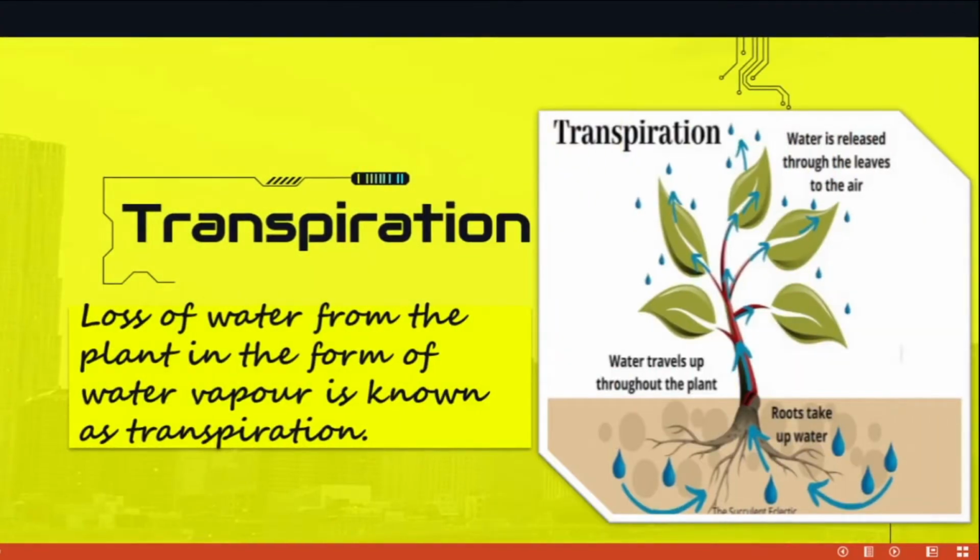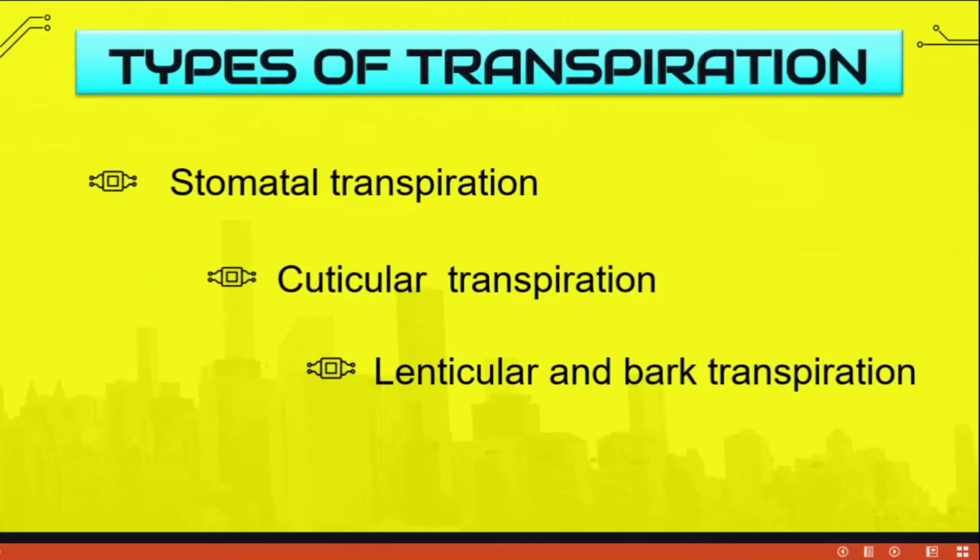You have to know what is transpiration. Loss of water from the plant in the form of water vapor is known as transpiration, or evaporation of water that takes place through the stomata in the leaves. Look at the picture, you will understand very clearly. You can see here from the leaves transpiration takes place. Next, types of transpiration. There are three types: stomatal transpiration, cuticular transpiration, lenticular and bark transpiration.